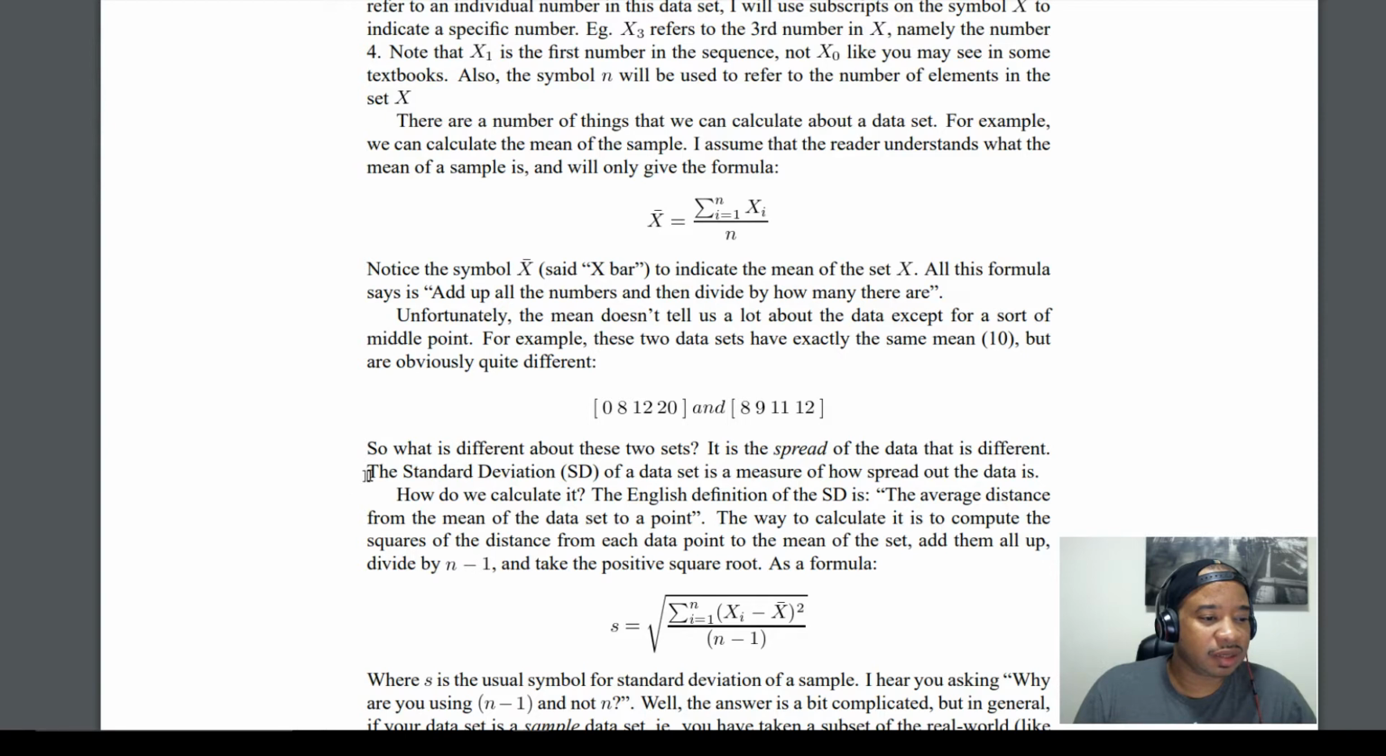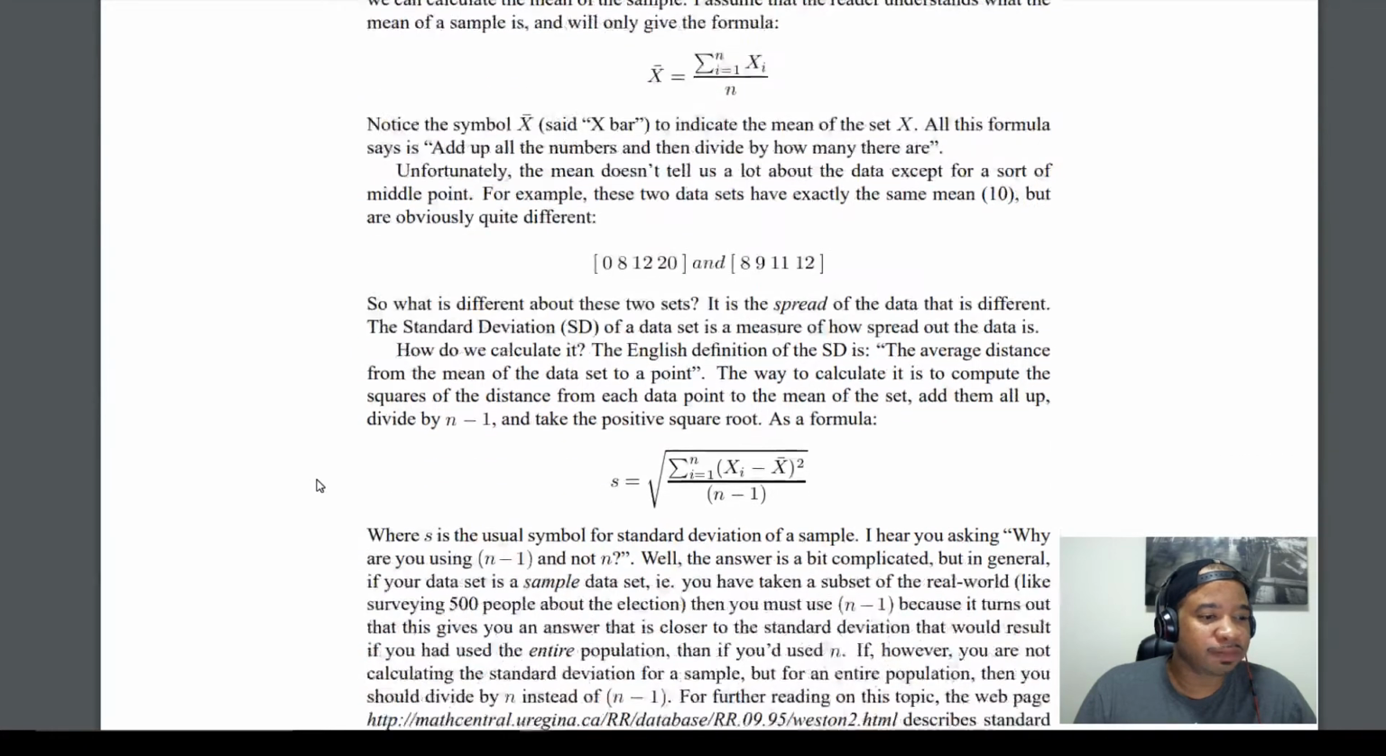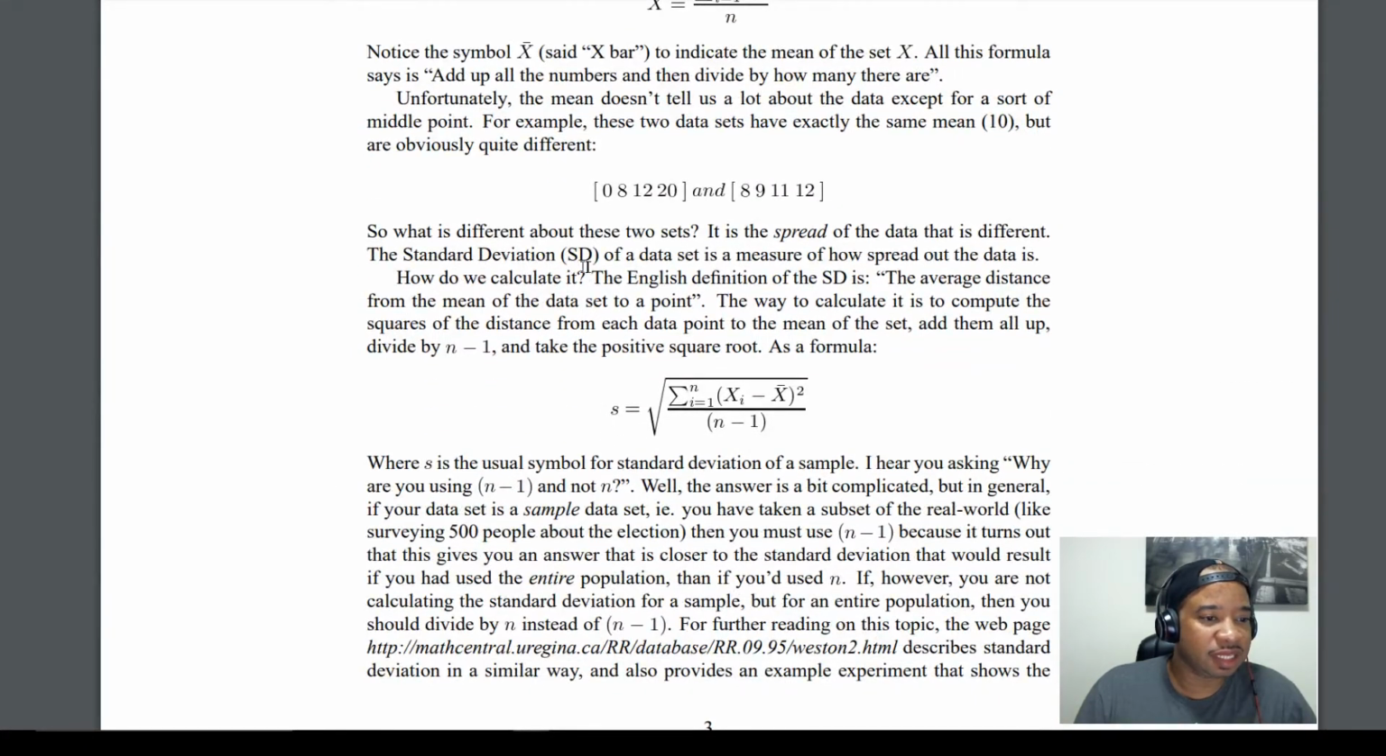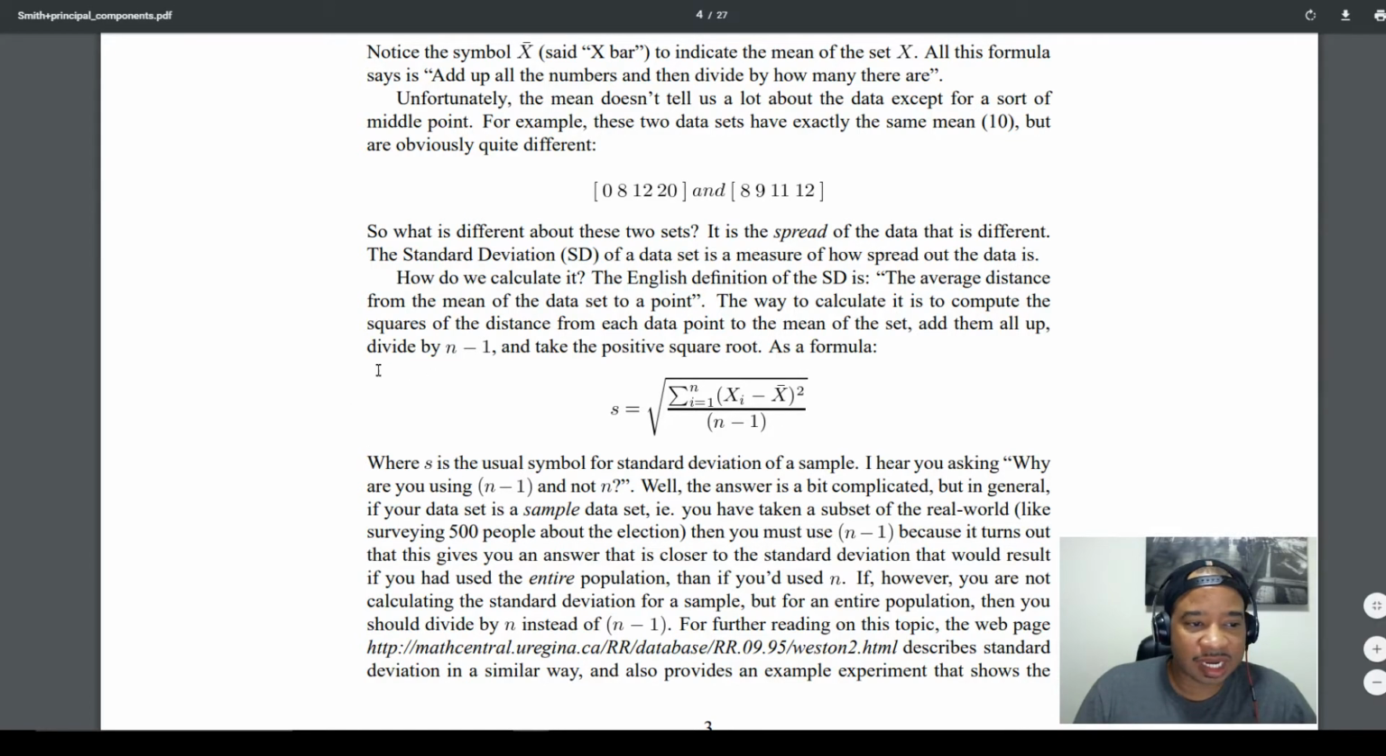So what is different about these two sets? It is the spread of the data that is different. The standard deviation, SD, of a data set is a measure of how spread out the data is. How do we calculate it? The English definition of SD is the average distance from the mean of the data set to a point.